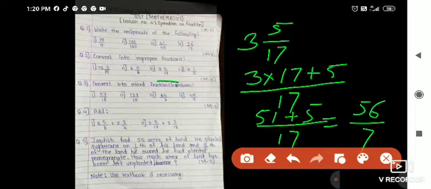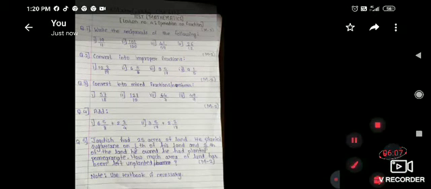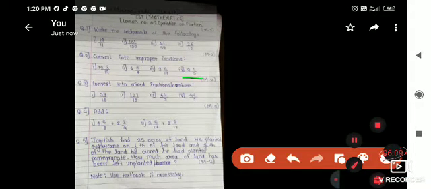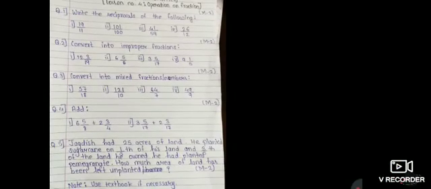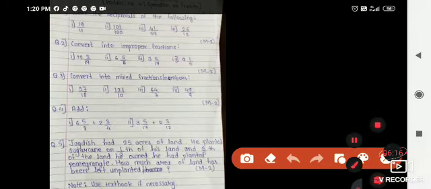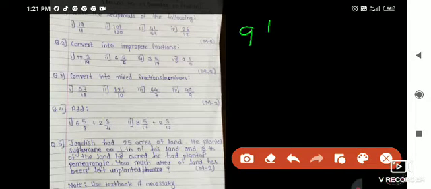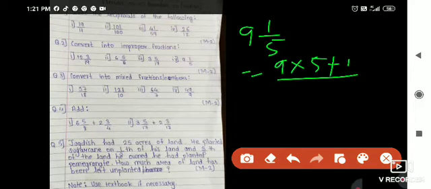Okay, now the next question. Note this down. The next question is 9 integer 1 upon 5. Very easy it is. 9 into 5 plus 1 upon 5. So 9 fives are 45.